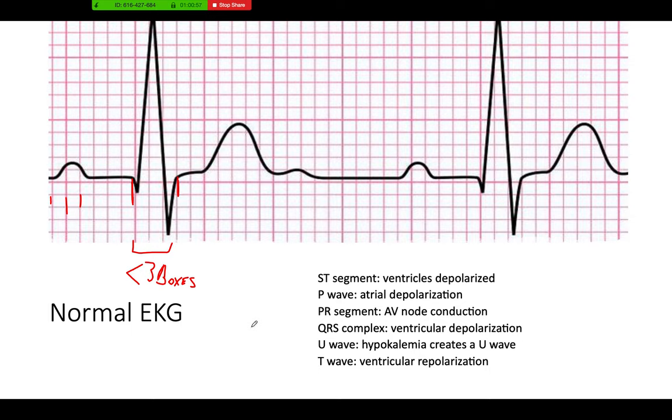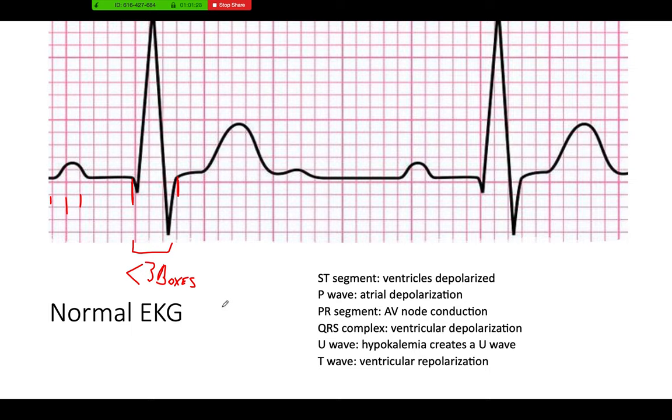A QRS under three boxes tells you that the ventricles are doing what they're supposed to be doing. The AV node is doing what it's supposed to be doing. Anytime you see very small QRS complexes, say in supraventricular tachycardia, but it is under three boxes, you know the ventricles are doing what they're supposed to be doing. They're just getting some sort of disordered signaling from the SA node, from the atria. Something's happening above the level of the AV node.